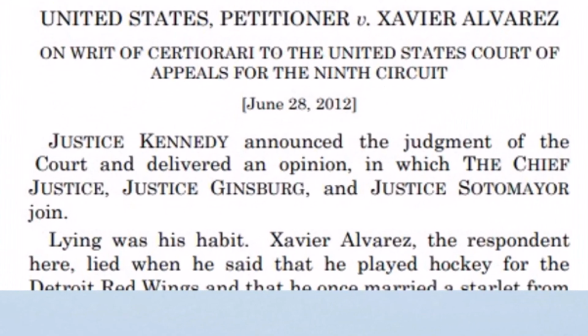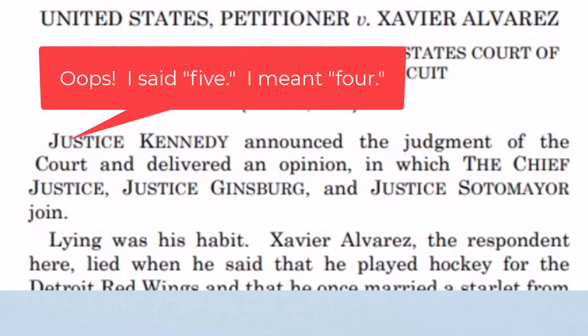Now let's look at a plurality opinion. Notice that it says at the beginning, Justice Kennedy announced the judgment of the court and delivered an opinion, in which the Chief Justice, Justice Ginsburg, and Justice Sotomayor join. Now let's take that apart. Justice Kennedy announced the judgment of the court. That means they had a majority of the justices that agreed, in this case, to affirm the lower court.